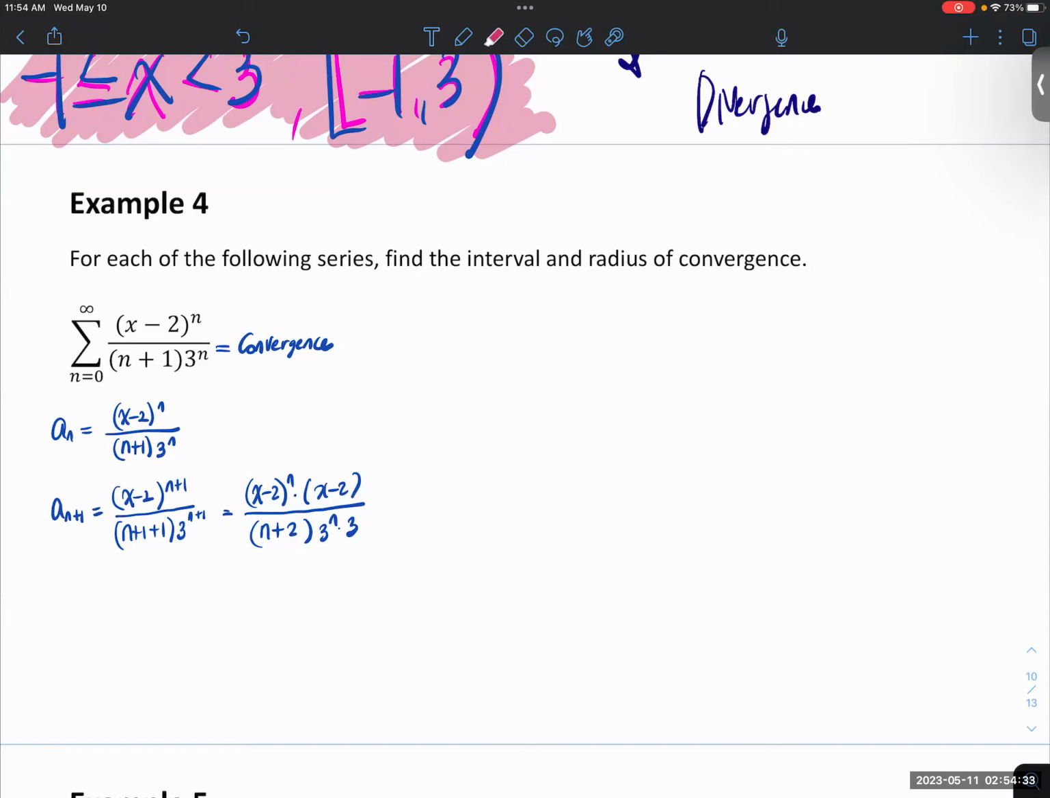(x minus 2)^(n+1), I can break it in 2: (x minus 2)^n times (x minus 2), because they have the same base. You can add the exponents. And the bottom is n plus 2 and 3^(n+1), you can break it into 3^n times 3. So anyway, we have a_(n+1). Let's go to the ratio test.